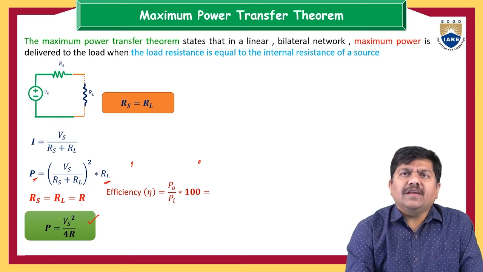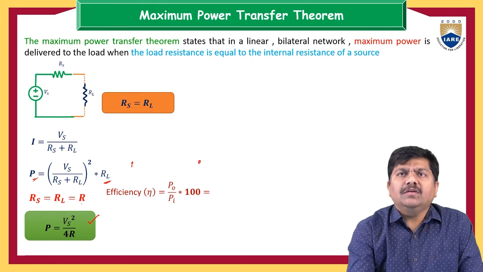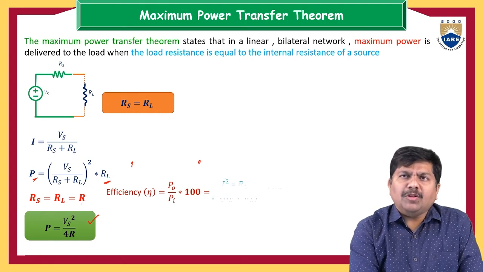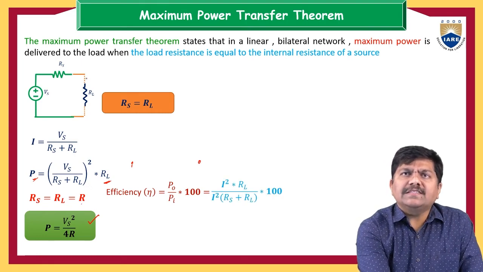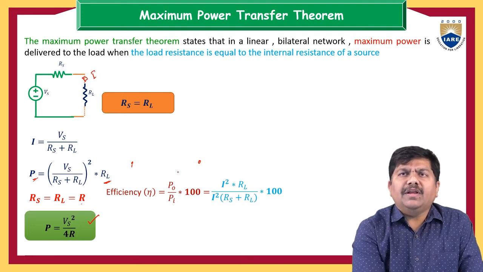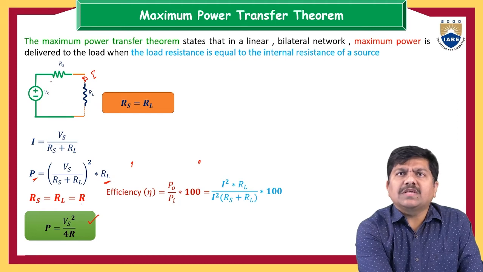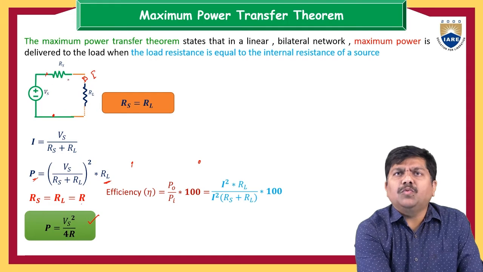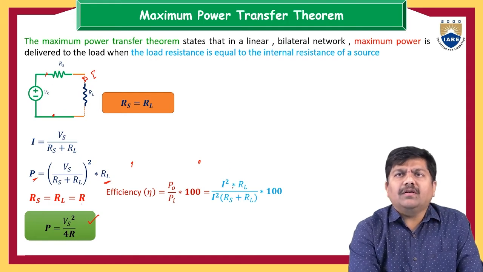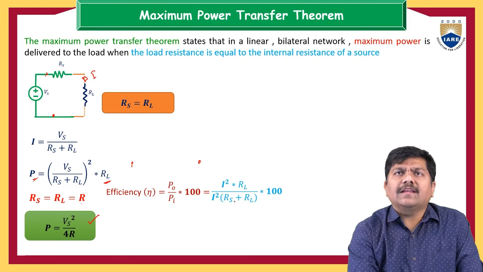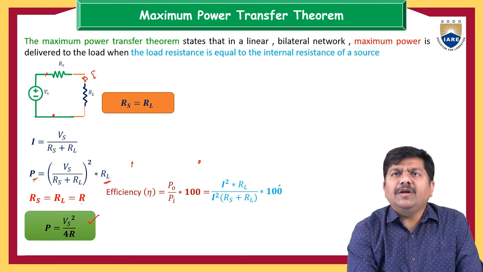So what about the efficiency? The efficiency formula is output power by input power into 100. So what about the output power? Whenever, how much current is the load carrying here? I current. So I square into RL, divided by the input power of the source. The currents are the same since it is series connected, but the source will see two resistances. So input power is nothing but I square into the total resistance, Rs plus RL, into 100.